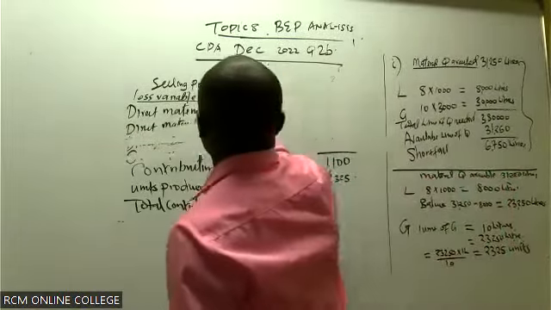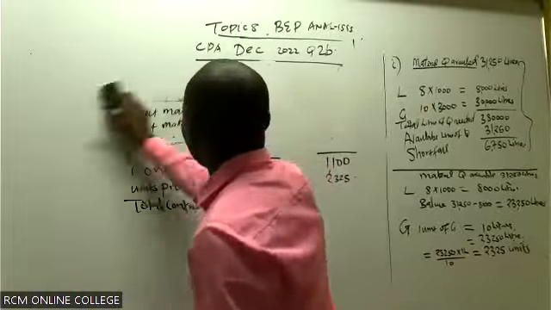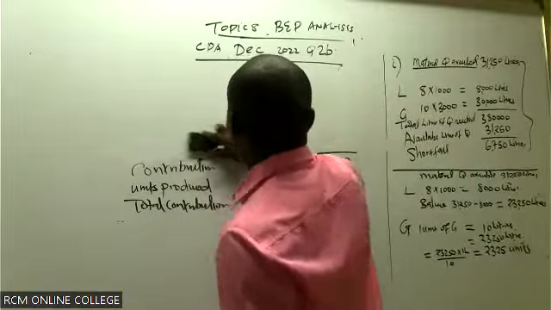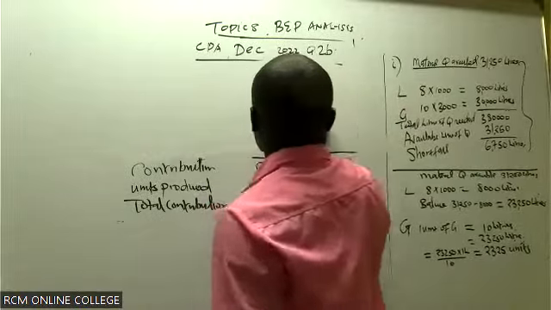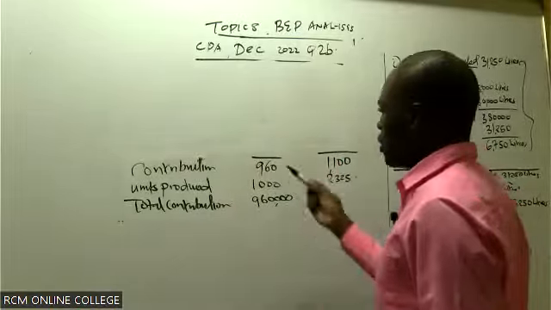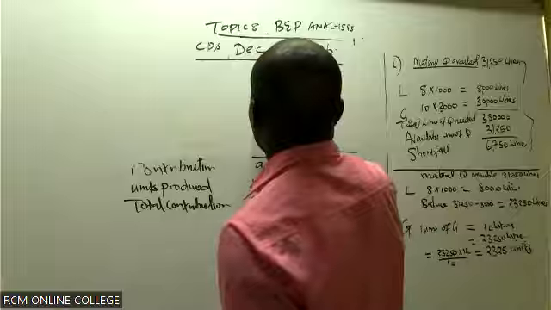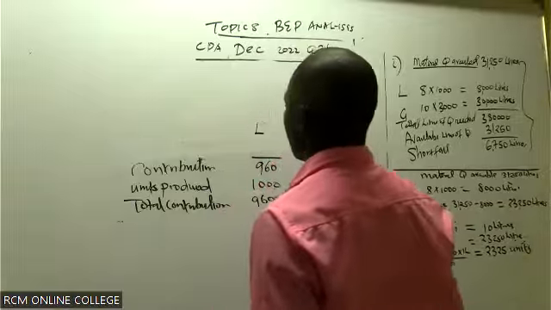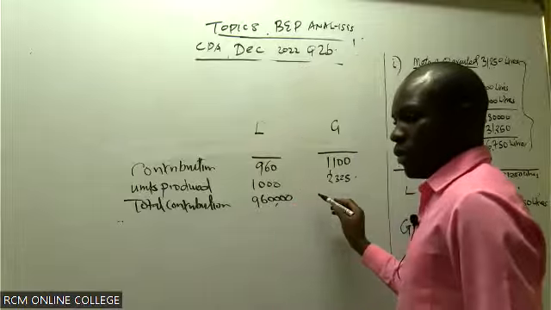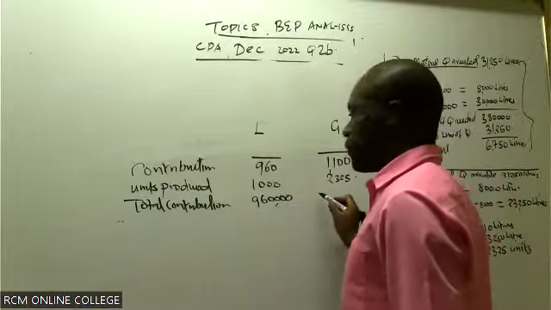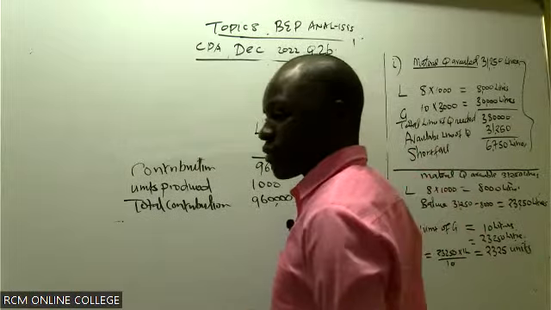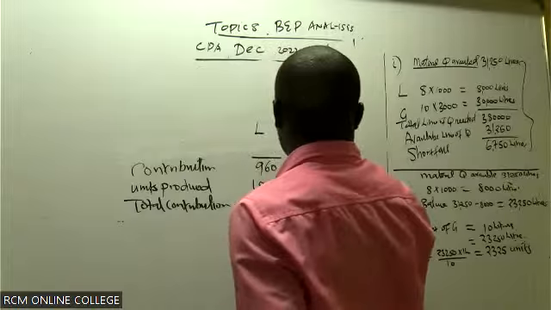You can start from this point. Let me make you understand now. You've done Roman 2. You got the right figures for contribution. Start from that point. Start from here. You'll still get your full marks. Start here: contribution of L, contribution of G. Then you give us units produced, total contribution. Calculate TV. You'll still get your full marks.